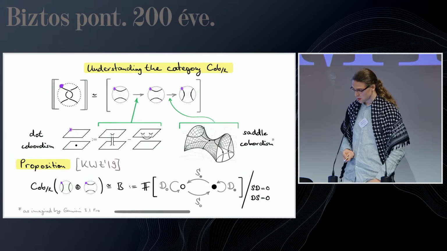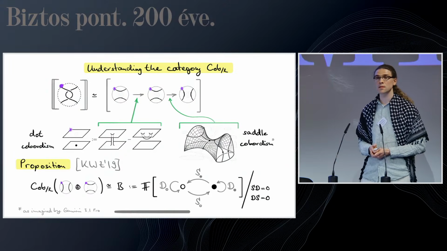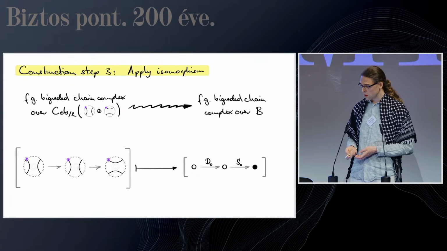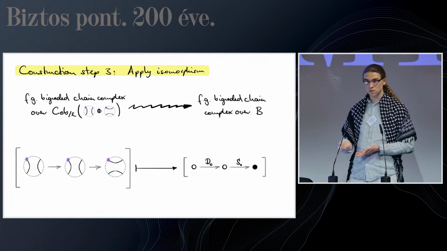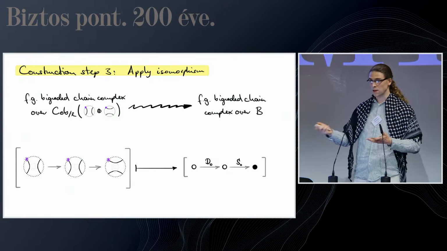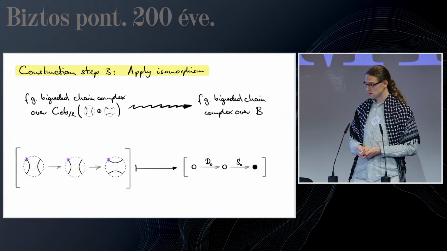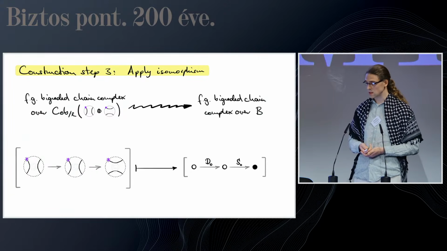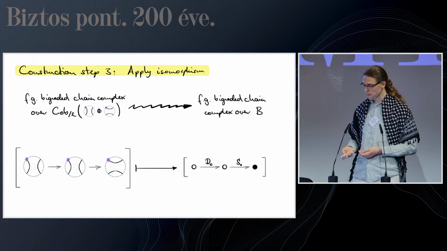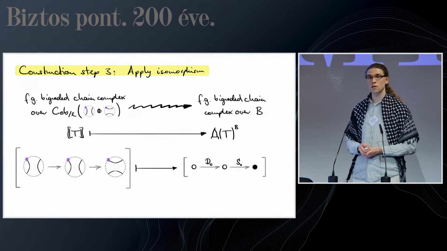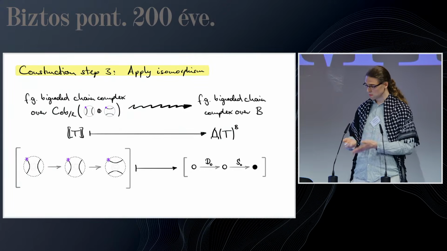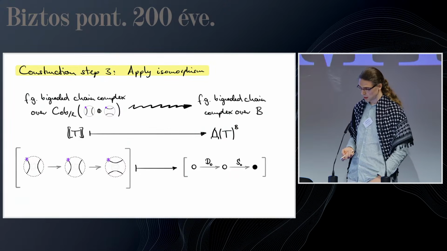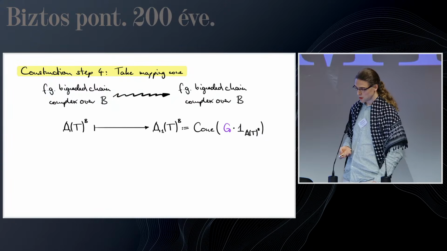So we use this isomorphism to rewrite our chain complex as follows. We just replace the vertices by the solid dot and the hollow dot, and the dot cobordism and the saddle cobordism by S and D. And we call the resulting invariant, which is now a chain complex, a type D structure, over this Bar-Natan algebra B. The next step is the following.